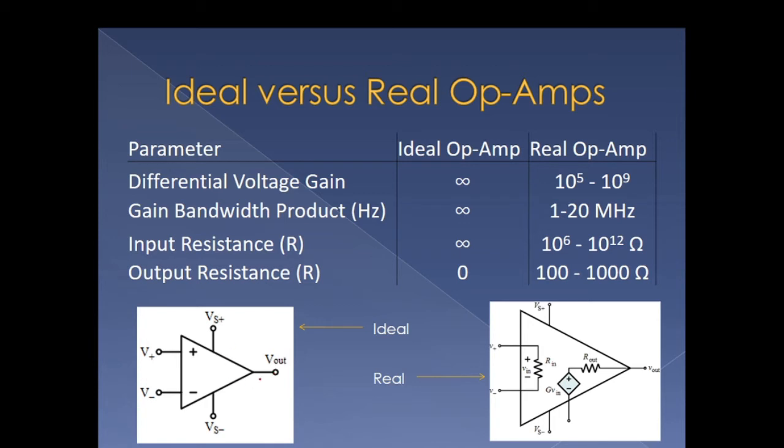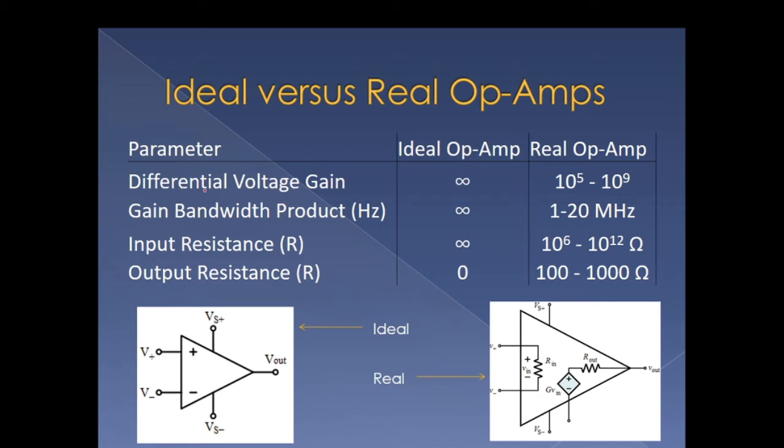So this is an ideal operational amplifier. This is a real operational amplifier. This is a diagram here. One is inverting, this is non-inverting. A resistor is connected here. This is nothing but the output. This is a real op-amp.